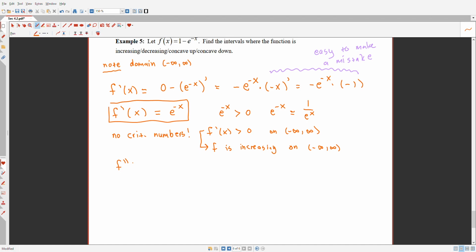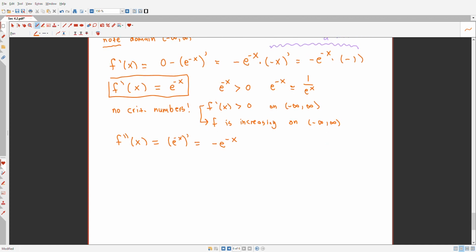The second derivative is what tells us about concavity. And if I take a derivative of e to the negative x, if I do my chain rule correctly, I'll get negative e to the negative x. And this expression is always negative.